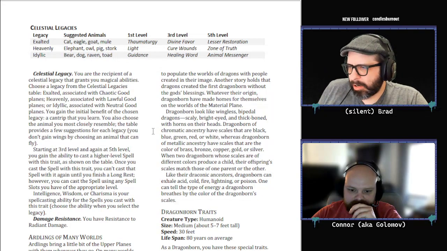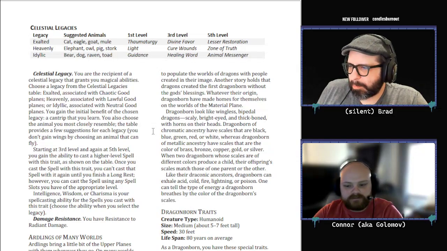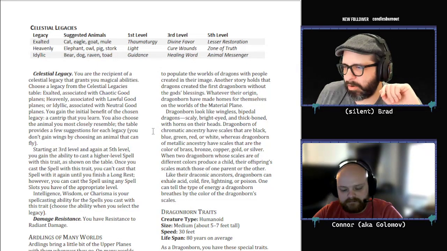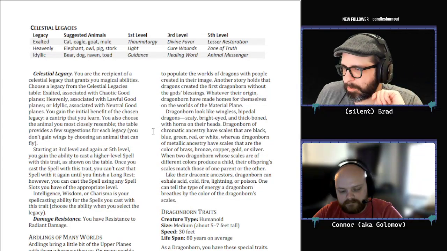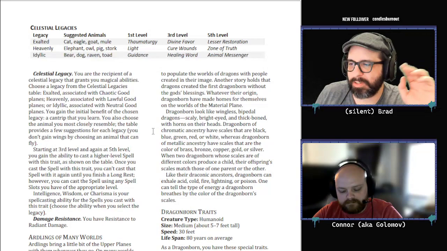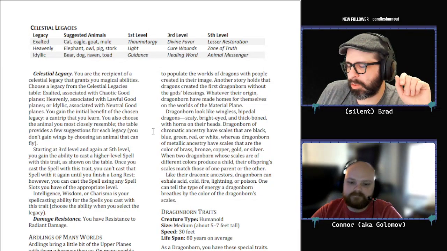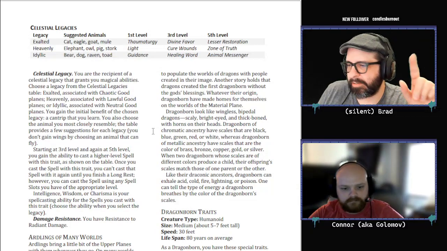Ardlings of Many Worlds bring a little bit of the upper planes with them wherever they go. The first Ardlings used the magic of their celestial legacies to inspire and heal others. By virtue of their celestial legacies, some Ardlings strive to make the world a better place. Others use their supernatural gifts to be the best version of themselves they can be. Still others are delighted to have a connection to the upper planes without the responsibility of always having to do the right thing.